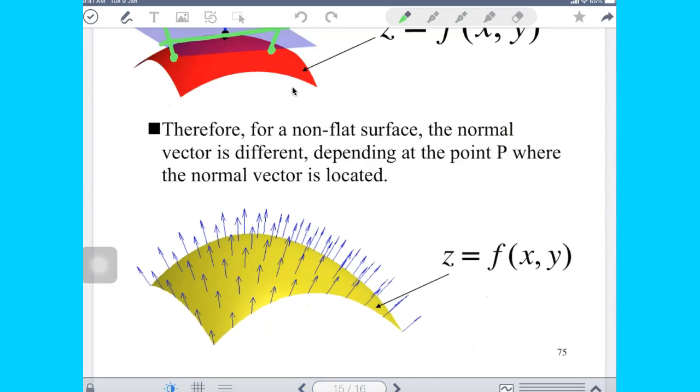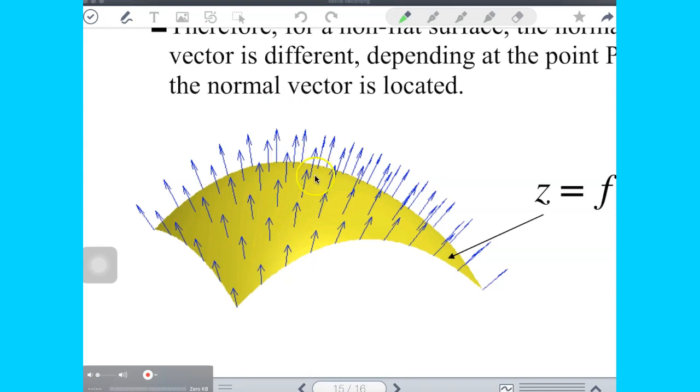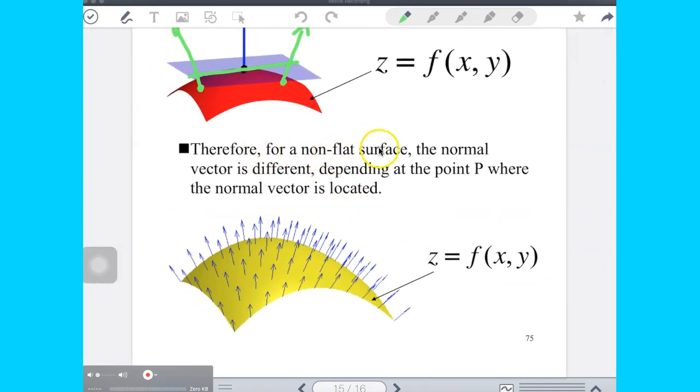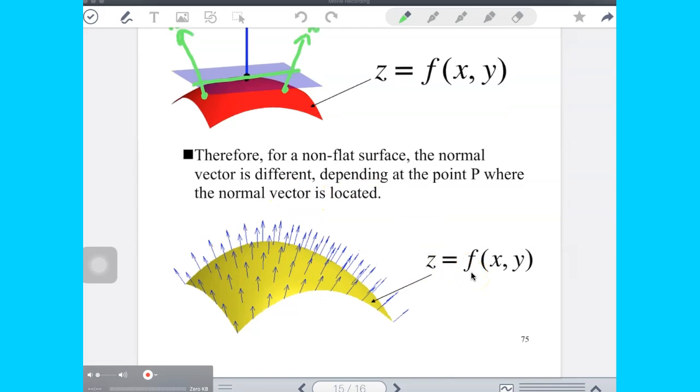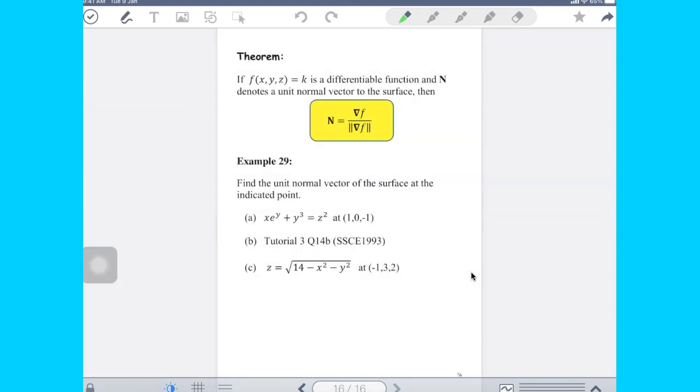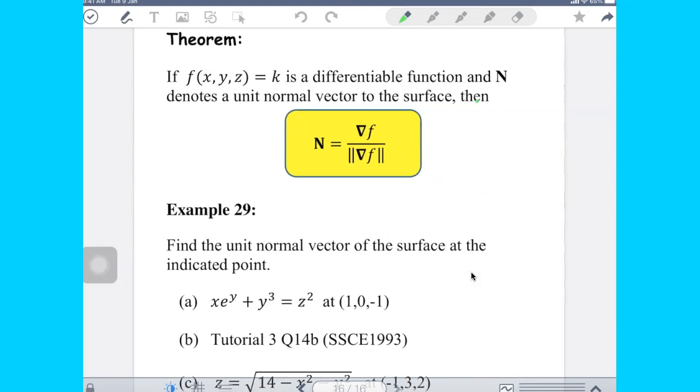Or I can write it down like this. These are all the unit normal vectors to the surface for any points lying on the surface, which is not a flat surface. So for a non-flat surface, the normal vector is different depending on the point P where the normal vector is located. That is the idea of the normal vector to a surface. Then you can evaluate the normal vector, whether you have a capital N or a small n, they will be the same.